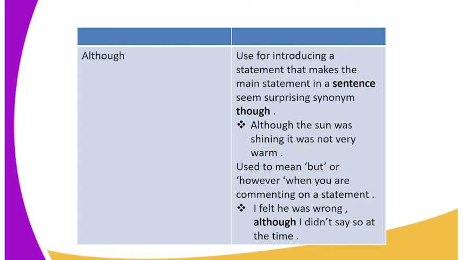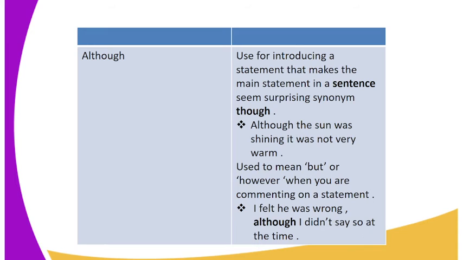We have although. It is used for introducing a statement that makes the main statement in a sentence seem surprising. Although the sun was shining, it was not very warm. So there we have used although in that example.